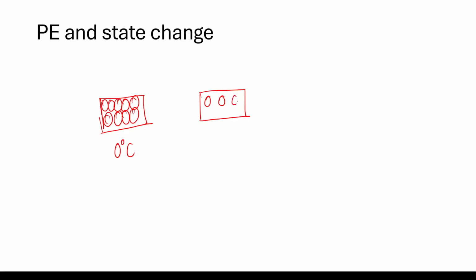If I consider, let's say, going back to the same ice model, I have ice particles very close to each other and the temperature is 0 degrees Celsius. It changes to water. The particles go a little away from each other, but the temperature is still 0. It has done nothing but just changed state. So how did the state change happen? You must be giving some heat.